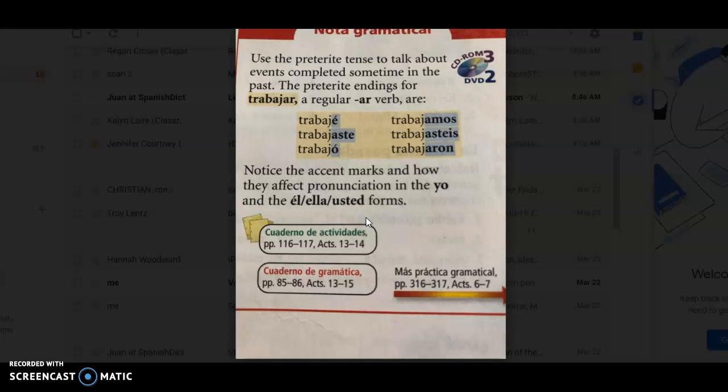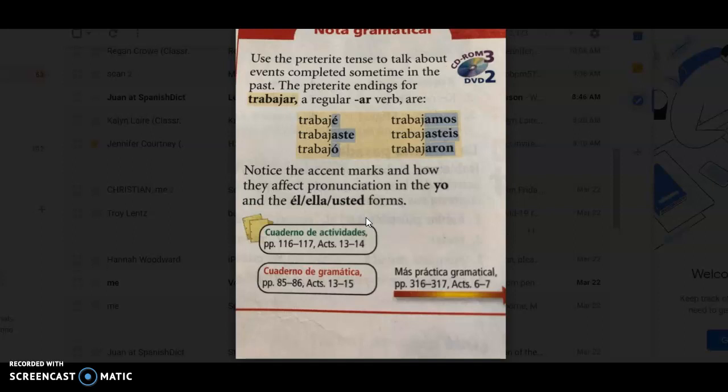But tell me, how was the party? Okay, so fiesta is going to be your subject. In that case, what verb do you think you should use for that? Okay, yes, pasó. Accent on your O. Pasó.